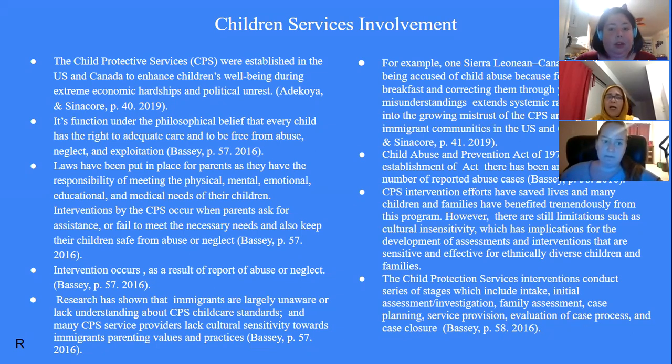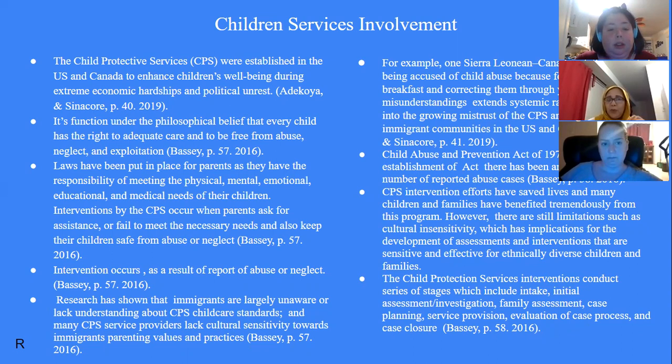Children's Services involvement: when Children's Services interferes with parents who are punishing their kids. Historically, Child Protective Services was established in the USA and in Canada to enhance children's well-being. Laws have been put in place for parents, as they have the responsibility of meeting the physical, mental, emotional, educational, and medical needs of their children.